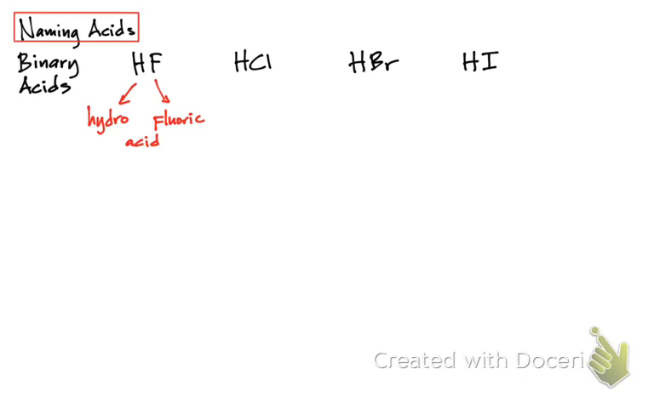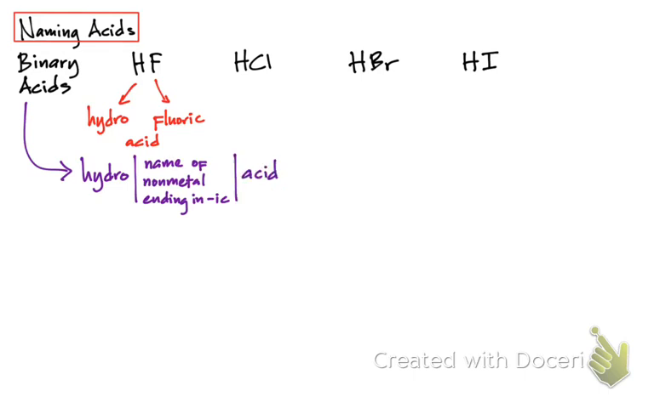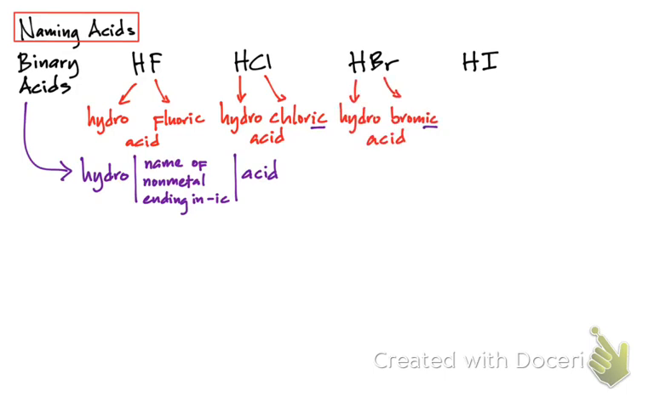The next one is HCl. So you would name that hydrochloric acid. So here's the formatting of how you would name a binary acid. Again, it always starts with the prefix hydro, followed by the name of the nonmetal, but ending in ic. Again, the second one here is hydrochloric acid. The third one is hydrobromic acid. And the last one is hydroiodic acid.